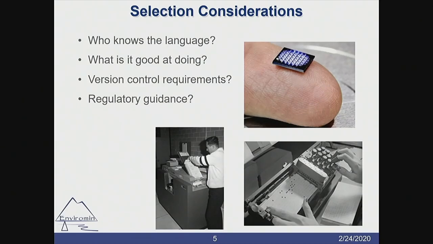And when we think about what program we would like to use, we want to think about who knows it and who's going to be reviewing it, whether that's an internal review or a regulatory agency, making sure that not only one person knows how to read that language. And you want to think about version control, version tracking requirements. Certain programs are better at different capabilities, and also easier to review and track at different levels.